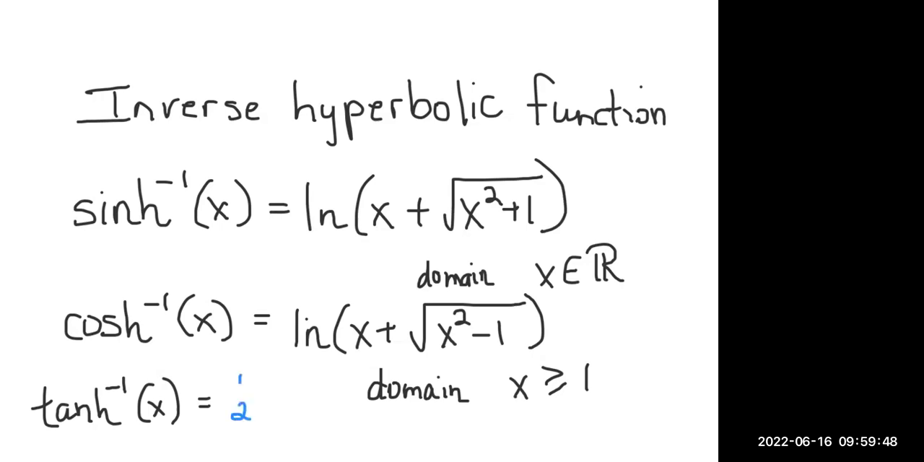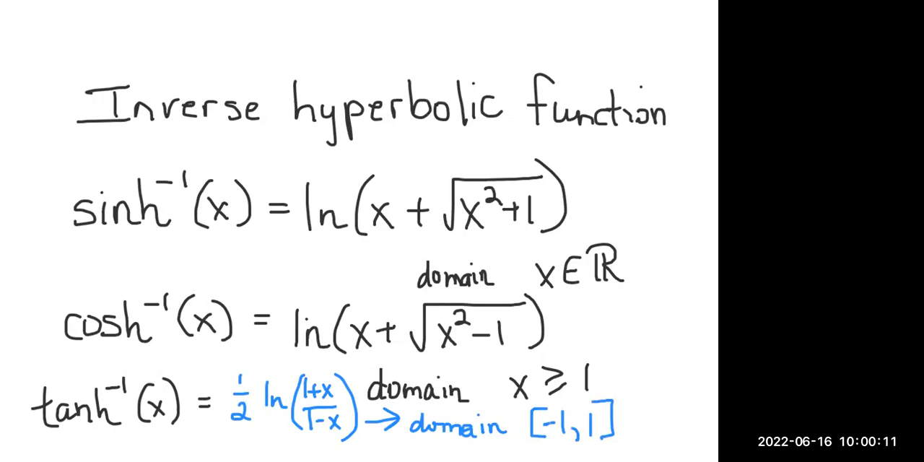One half natural log of 1 plus x over 1 minus x. And then the domain is the old range of the hyperbolic tangent, which was from -1 to 1. So that's the domain of this one for x, for the new x. Oh, I don't want to have a new x. I hope I never do.